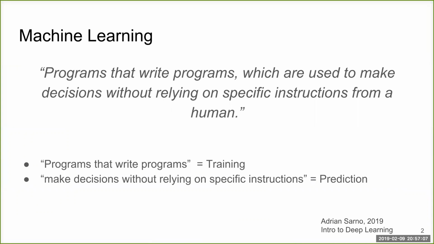We define machine learning as the programs that write programs, which are used to make decisions without relying on specific instructions from a human. And in this definition, we can see clearly two modules. Programs that write programs would be the training component, and making decisions without relying on specific instructions is the prediction component. In practice, the training process doesn't write programs, but it writes a bunch of numbers that control everything about the prediction process, which is highly parameterized. So we can see these details in the following workflow.